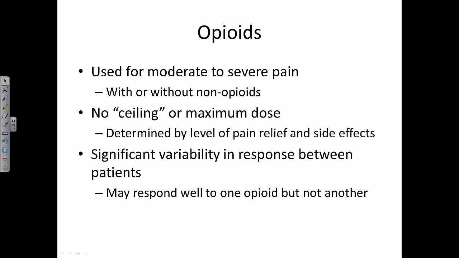So they may get relief from one opioid but not another, but this also occurs with side effects. So some patients will experience unacceptable side effects from one opioid that they won't experience with another one. So sometimes we'll have to play around a little bit and try patients on a few different opioids before we settle on the right one.